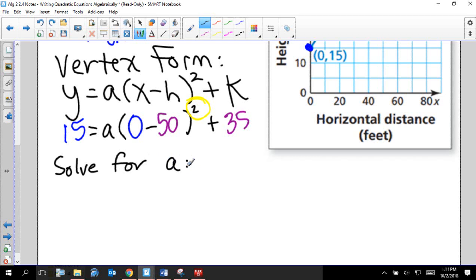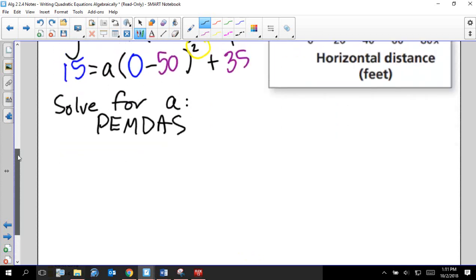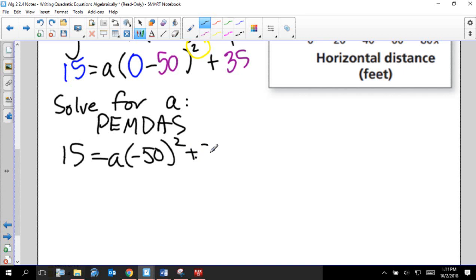And remember to use your order of operations. Remember how we solve equations, because I have people that make mistakes because they forget how to solve equations. So what are we going to do first by order of operations? Let's make this simpler before we start solving. What should we do first? Inside the parentheses, 0 minus 50. Anybody have an answer? Negative 50. Thank you. Squared, plus 35.